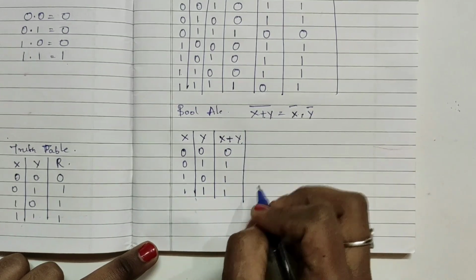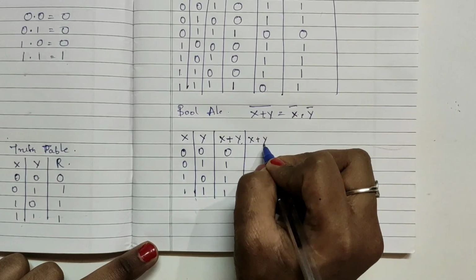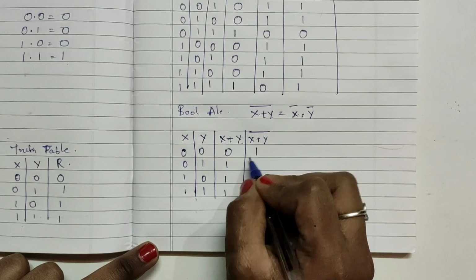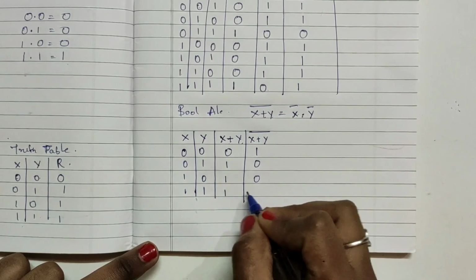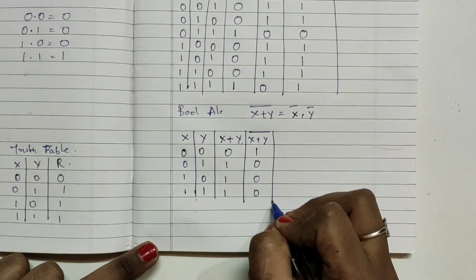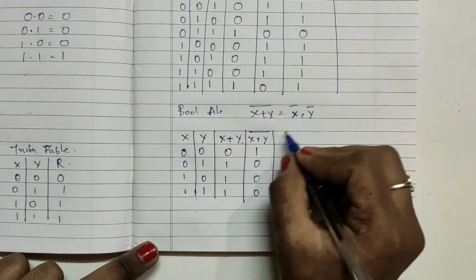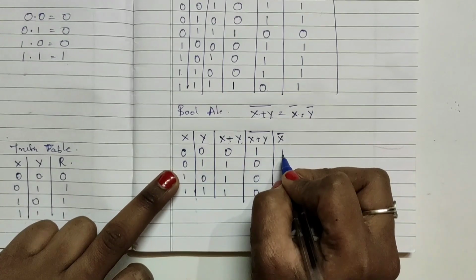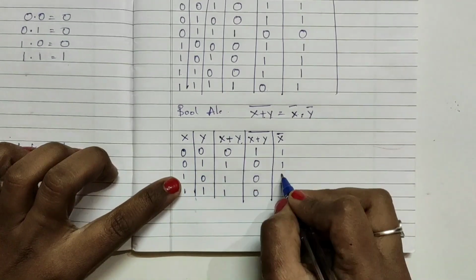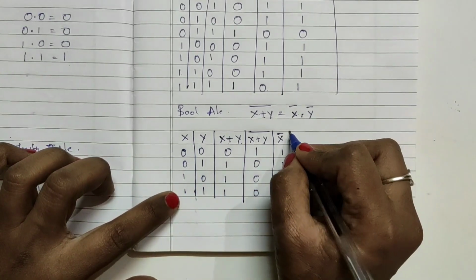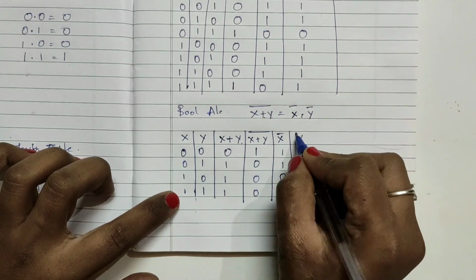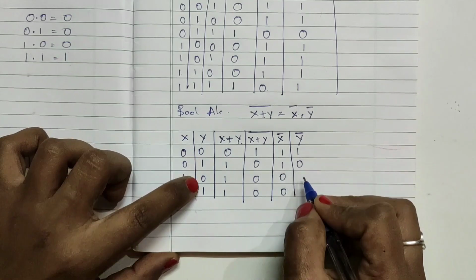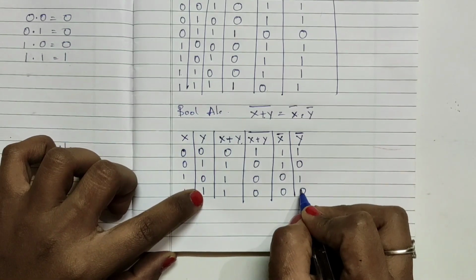Now let's look at x plus y complement. So nothing but the complement of x plus y. So 0 becomes 1, 1 is 0, 1 is 0, 1 is 0. Now let's look at x complement. So x complement is 1 1 0 0. Now let's have y complement. So y complement: 0 would be 1, 1 0 1 0.